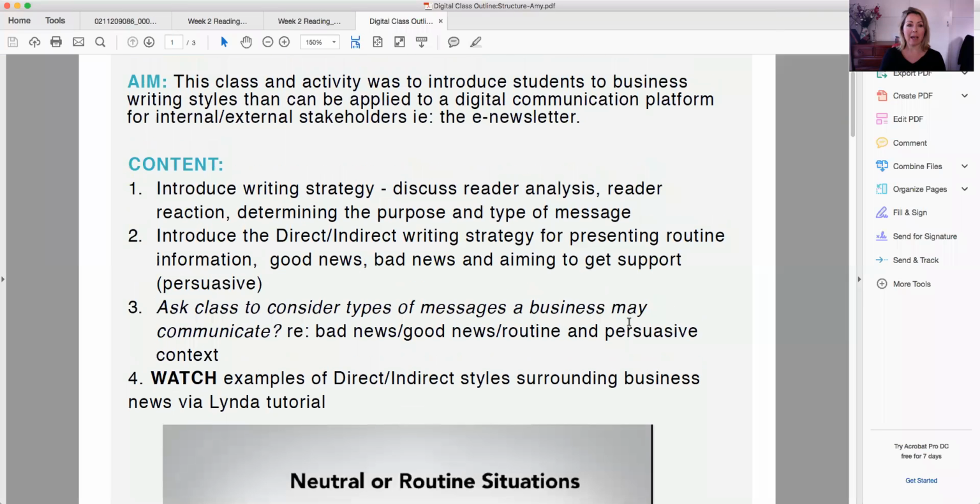So this is an outline of one of the classes that I take for digital business communications. I'm going to see if I can share my screen here. And it's obviously open for discussion and input, and maybe you can suggest how this class could be made even better, or get the students to engage more. So what we're going to be having a look at is this particular outline.